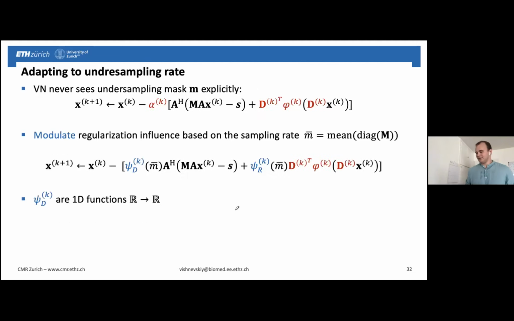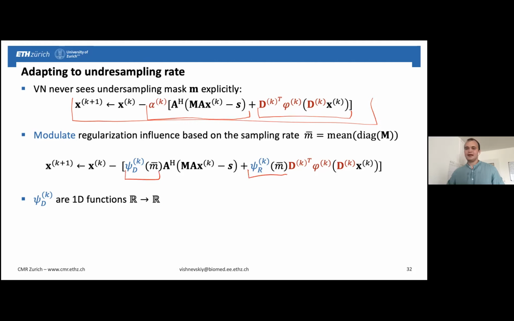Well, the idea here would be to modify our iterations of the gradient descent algorithm and to add an additional modulator to the data term and the regularization term. And these modulators will be basically the same functions as we use for activation functions, so psi-d and psi-r. And they are scalar functions of the acceleration rate, or the mean acquisition ratio, sorry.